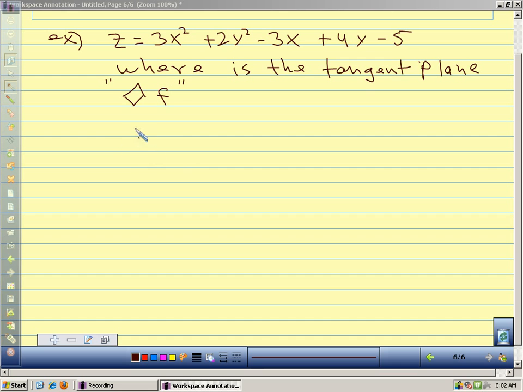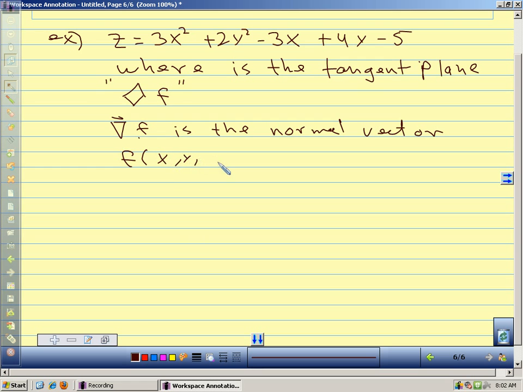All right. So let's find our normal vector. Del f is the normal vector. So we need to write our function f of x, y, z. We need our function of 3 variables. I'm going to write that as 3x squared plus 2y squared minus 3x plus 4y minus z minus 5. So I'm just subtracting z from both sides.